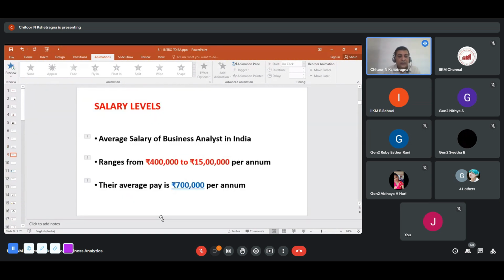And then there's also the salary levels, which is mentioned. And these are some interesting numbers for us, and these are again from these same websites. The salary range is from 4 lakh to 15 lakhs per annum, and the average salary is 7 lakh per annum, right? So, as most of us are freshers, you can't expect 15 lakhs or 8, 9 lakhs.